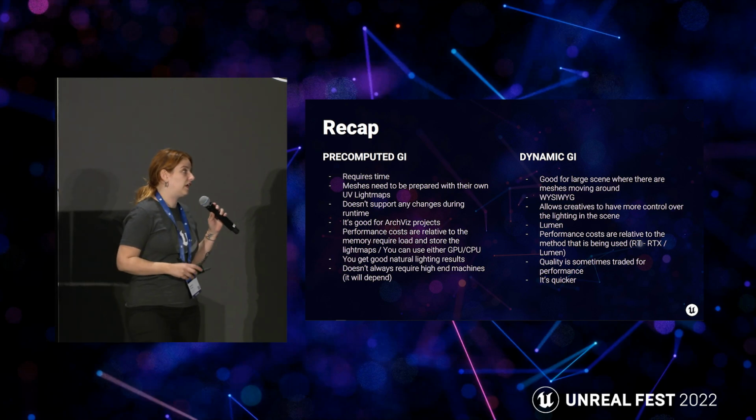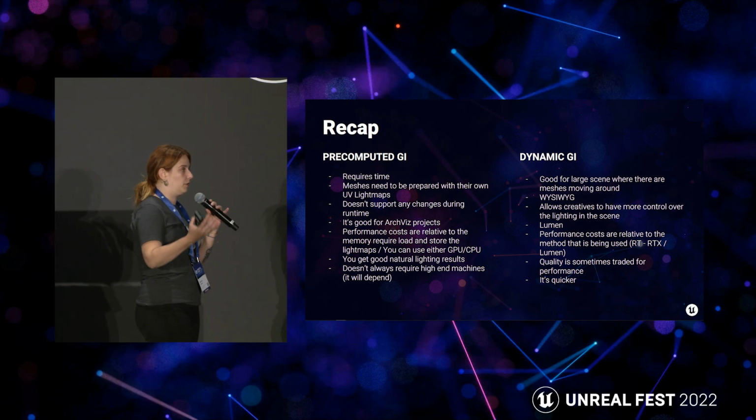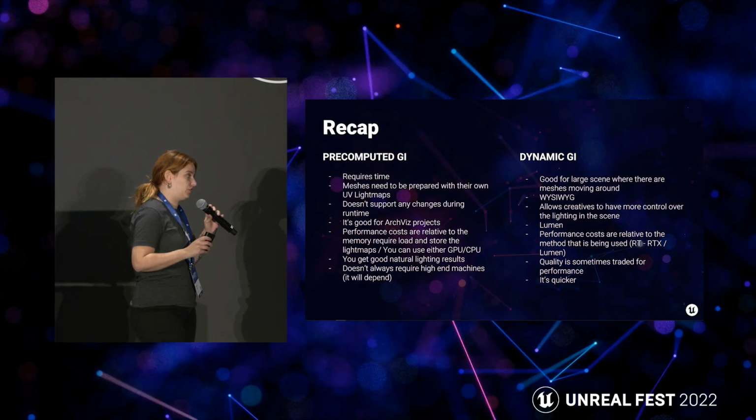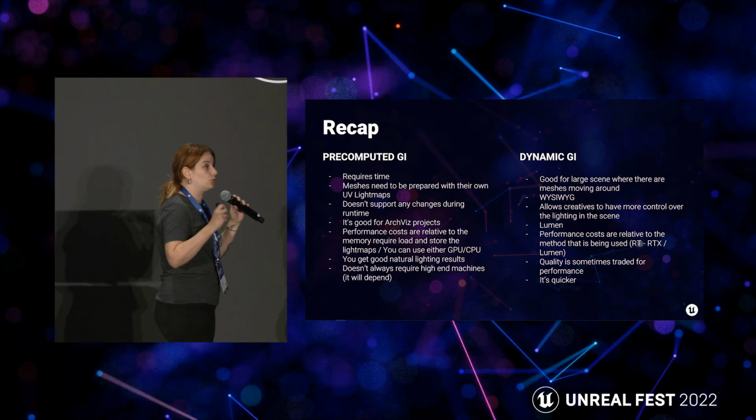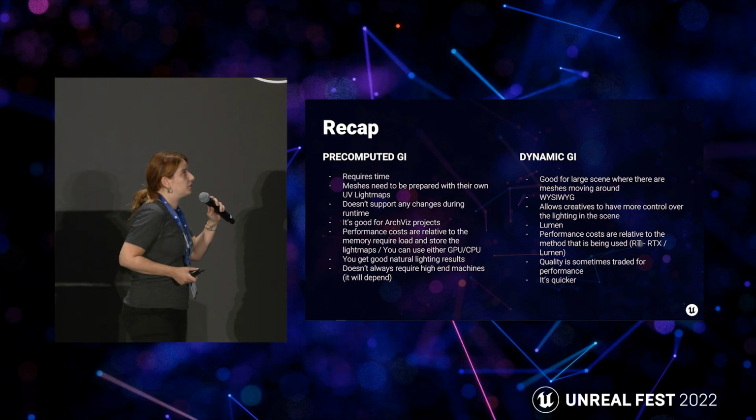And performance costs are relative to the memory required to load and store those light maps. You can use either the GPU or the CPU method, so you can think about what you're going for. You get good natural lighting results. That's really true. I'm not saying with dynamic you don't get those nice results, but most of the time, if you can build or bake the light in a scene, I will recommend that because it looks way more natural. And it doesn't always require high-end machines. It does depend, though. If we're going for the GPU light mask, you do need an RTX. And that's for pre-computed global illumination.